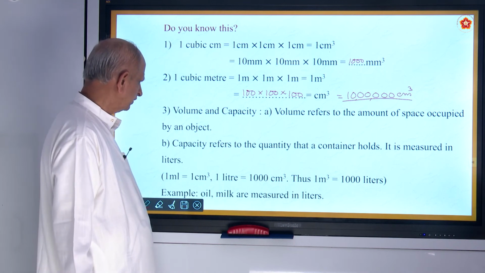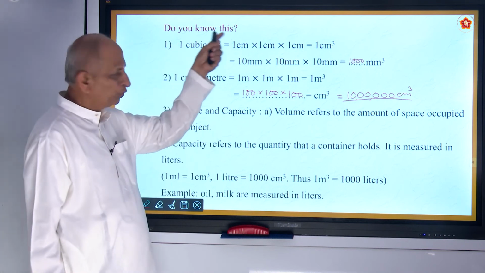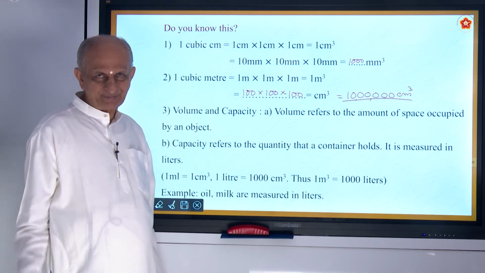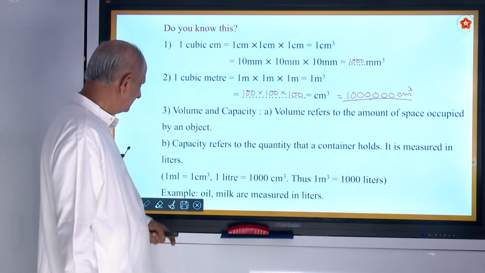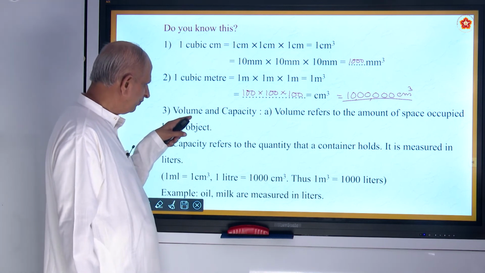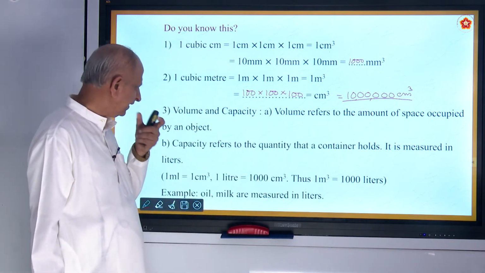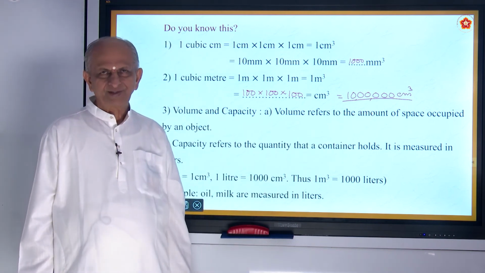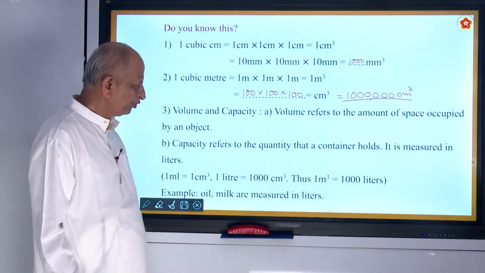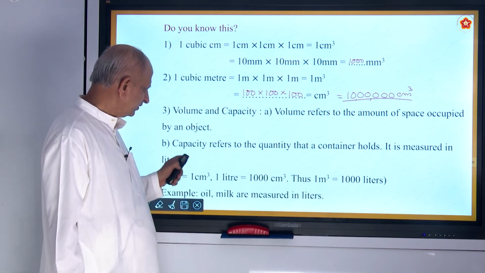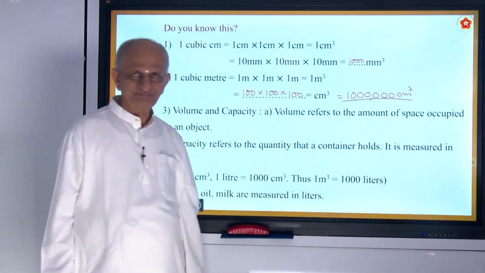Okay. So volume and capacity, there are two words you must note. Do you know this? They are asking. Some of you say, I don't know this. Some of you may say, yes, I know this. So here what you have to know, volume means what? Volume refers to the amount of space occupied by an object. It may be volume of air, volume of solid, all that. Volume of cube, volume of cuboid and so on. What is capacity? It is a quantity that a container holds.